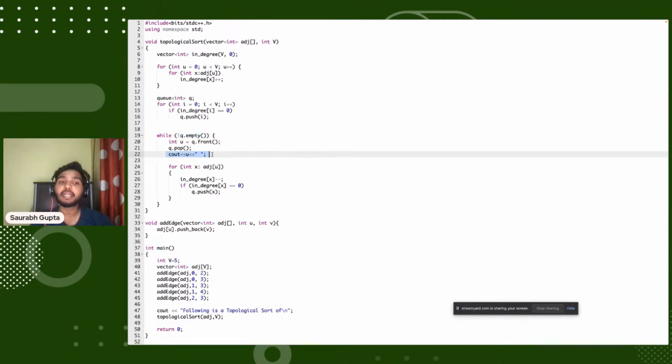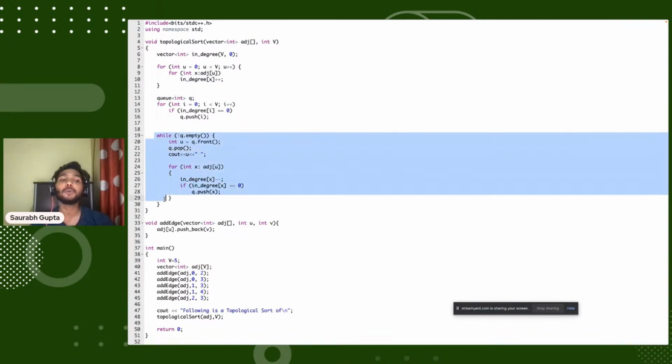Okay, I will print it, and I will go through all of its adjacent elements, and will decrease the in degree of all of its adjacent vertices, right? Now once the in degree of a particular vertex becomes 0, I will push it inside the queue, and this will go on until the queue is empty, right? So this is a basic implementation of this code.